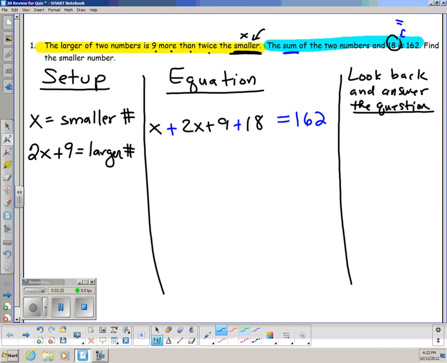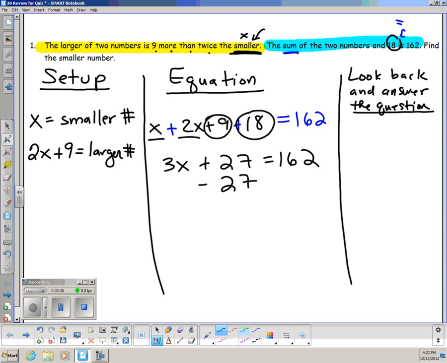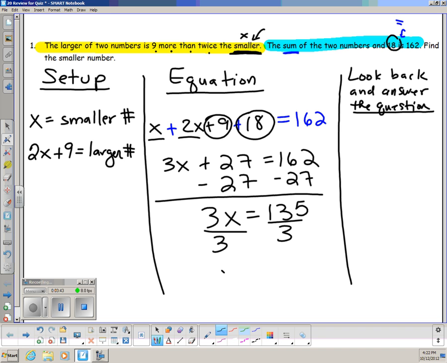Now I'm going to solve this equation. And when I solve it, I'll get x by itself. So x plus 2x is 3x. 9 plus 18 is 27. That equals 162. We'll subtract 27 from both sides. And so 3x equals 135. And divided by 3, x is 45.